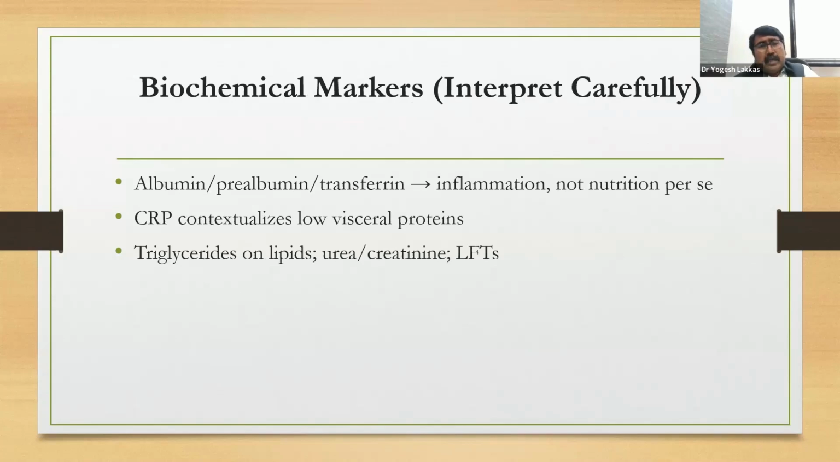Biochemical markers: albumin, pre-albumin, transferrin. These are the biochemical markers we use in the ICUs, but those are mainly inflammatory markers and not nutrition per se. That's why they are limited for planning of the nutrition in a patient. Then CRP contextualizes low visceral proteins. Triglycerides you can measure, lipids, then urea, creatinine, LFTs. This will be of some help to the doctor and the dietitians for planning the nutrition for the individual.